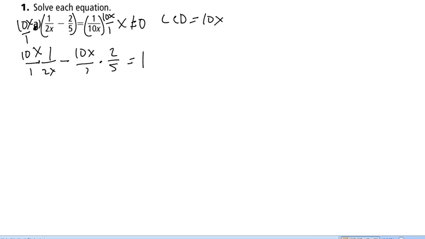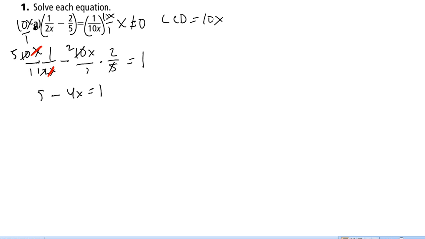Alright, let's look over here now. We've got x over x equals 1 because x can't be 0. And we've also got 10 over 2, which is the same as 5 over 1. So that's just going to be 5 minus, and over here we've got 10 over 5, which is just 2. So 2 times 2 is 4x equals 1.